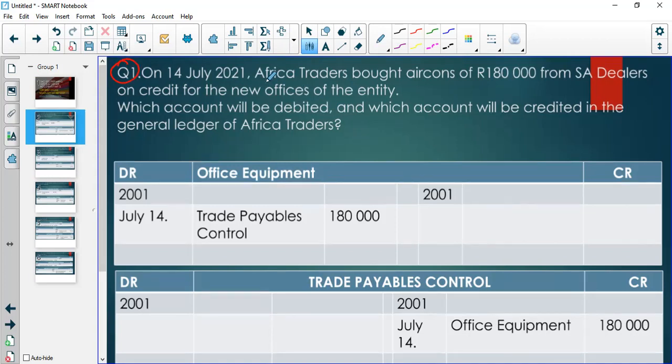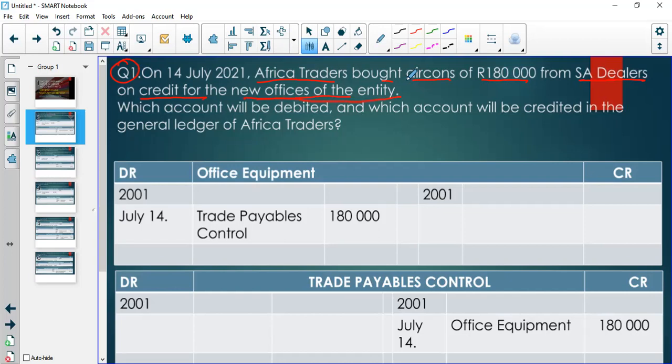So we have a company called Africa Traders. Africa Traders bought aircons for 180,000 from SA Dealers. They bought this on credit, for the new offices of the entity. That is very important.